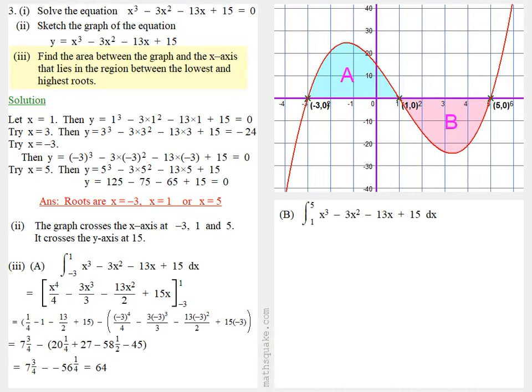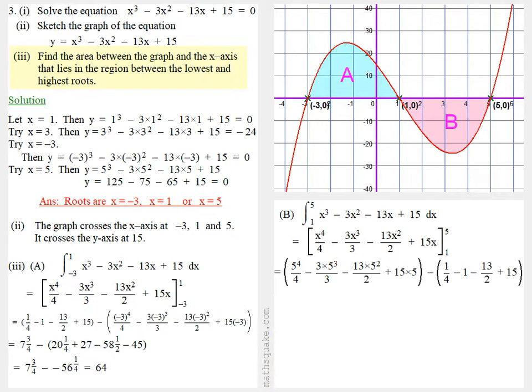Now we do exactly the same for area B. We integrate the same function, but this time between 1 and 5. And when we integrate it, we get the same function as before, between 1 and 5. And so we substitute in the values of x as 5 and take away substituting x as 1.